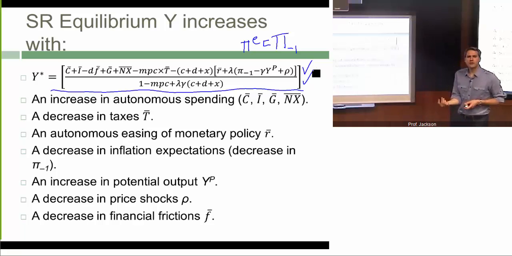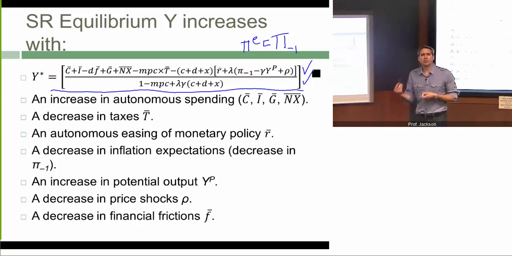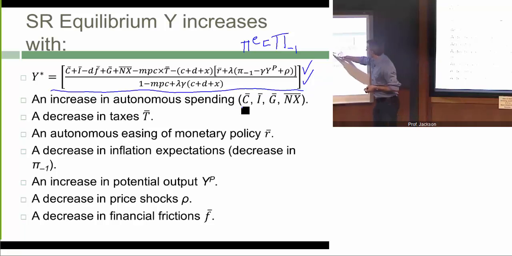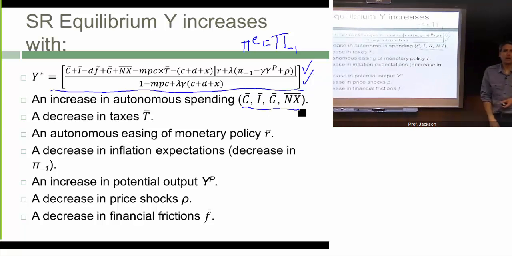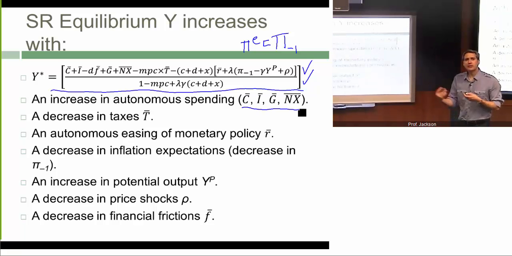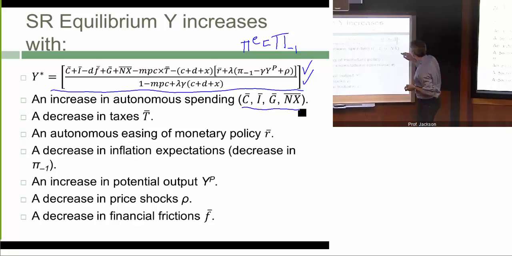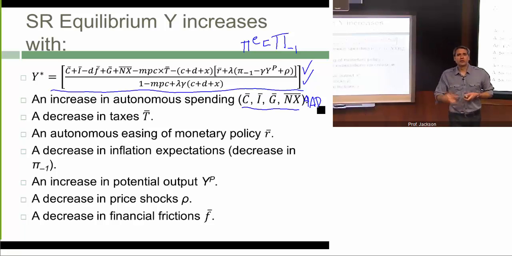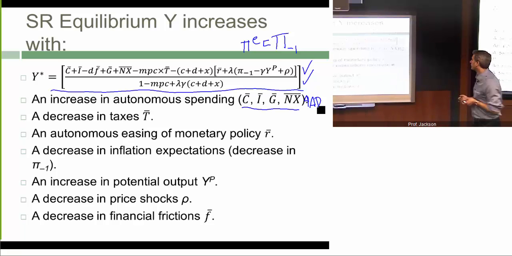So the second point of this, which is, I think, instructive, is to be able to say something about what changes short-run output, short-run equilibrium output. And so we can say a lot of things about what affects our equilibrium level of output in the short run. So, for instance, an increase in autonomous spending, that's C bar, I bar, G bar, or X bar. Any of those things are going to affect our short-run equilibrium level of output. Again, the idea here is that's going to increase aggregate demand, and with an increase in aggregate demand, output in the short run is going to rise.